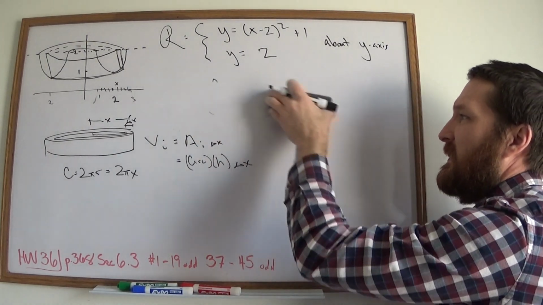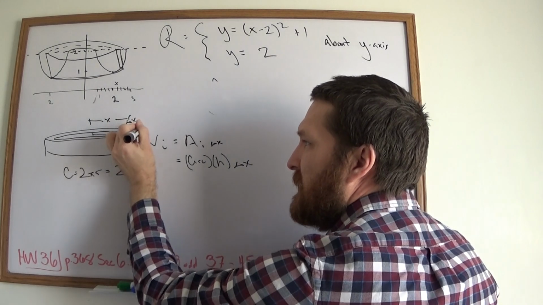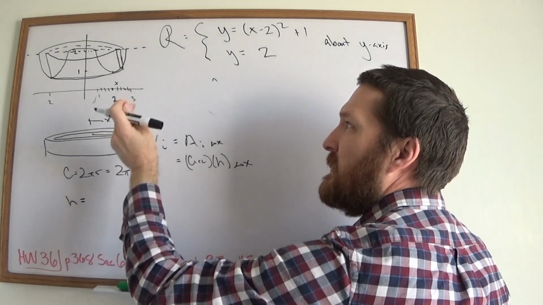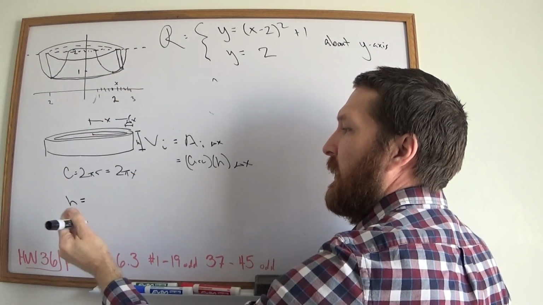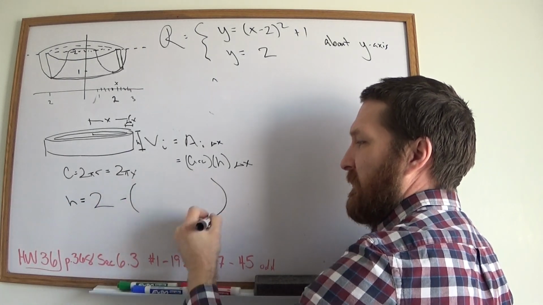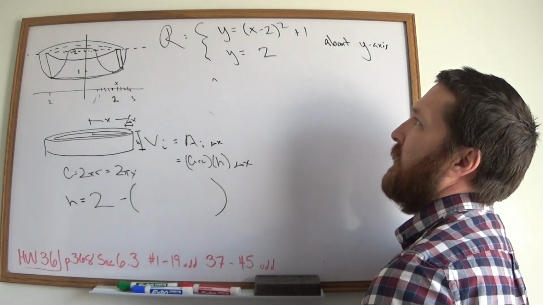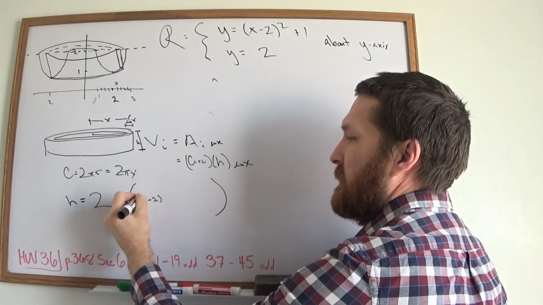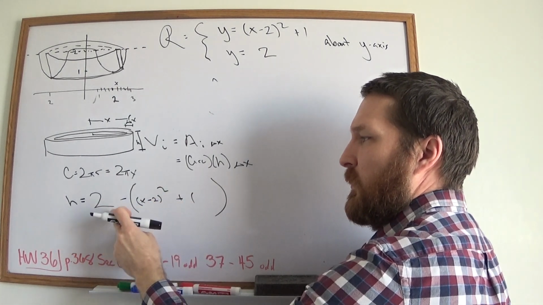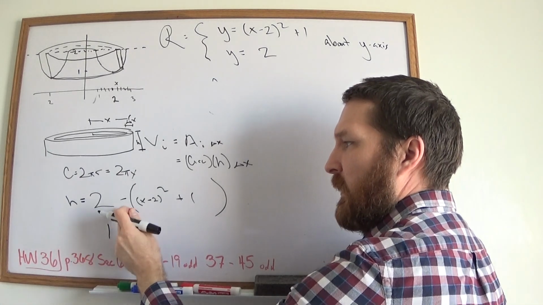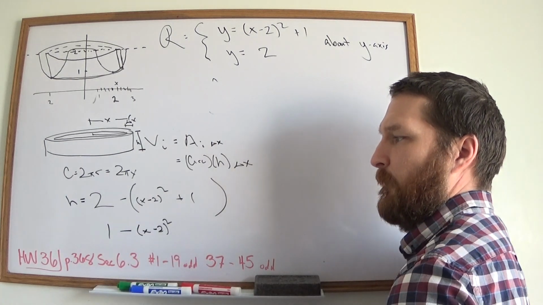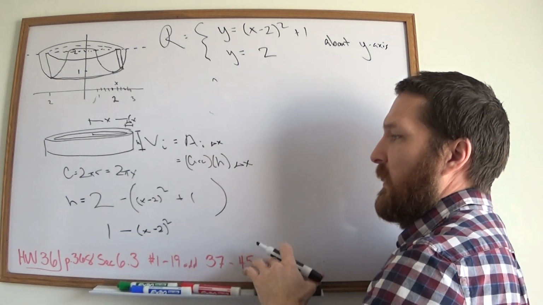So let's find the height. H is this bit right there, from here to here. How do we get that? I think you just said it. 2 minus x minus 2 squared plus 1. The big thing minus the smaller thing. The smaller thing is x minus 2 squared plus 1. We can work this out. That's 2 minus 1, which is 1, minus x minus 2 squared.